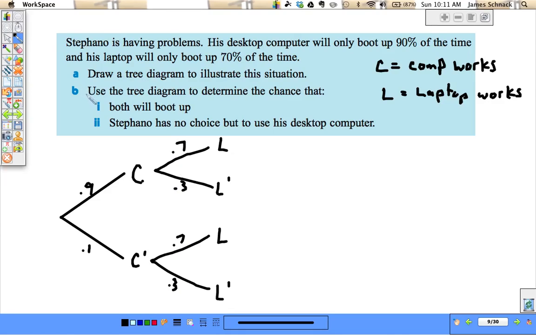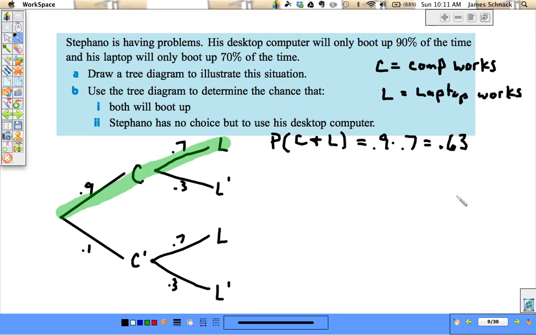And remember, using percentages in mathematics, we always have to change to decimals. And now part B says use the tree diagram to determine the chance that both will boot up. Let's find the branch where that happens. So we want C, we want L. That branch is the one that will find us probability of C and L. So 0.9 times 0.7, 0.63.